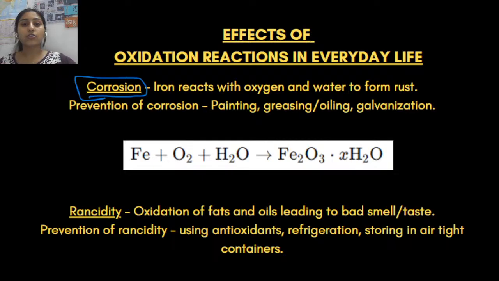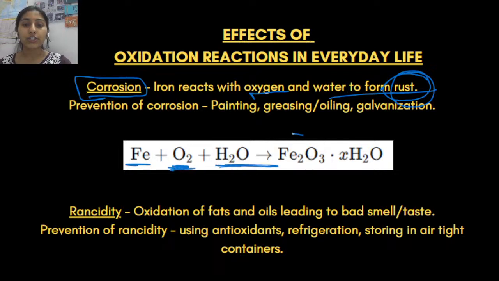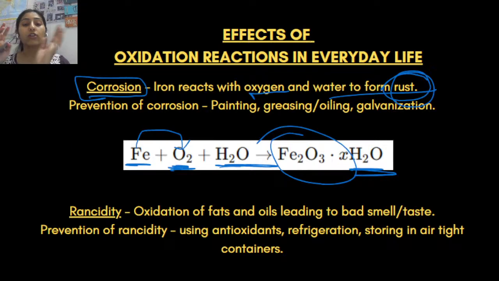When iron reacts with oxygen, if we keep an iron nail in the open, it would react with the moisture present in the air and with oxygen, which is also present in the air, and there would be the formation of rust. So when iron reacts with oxygen and water, it results in the formation of Fe2O3 and H2O. Iron is getting oxidized because there is addition of oxygen, resulting in the formation of iron oxide. So this is a very common phenomenon.